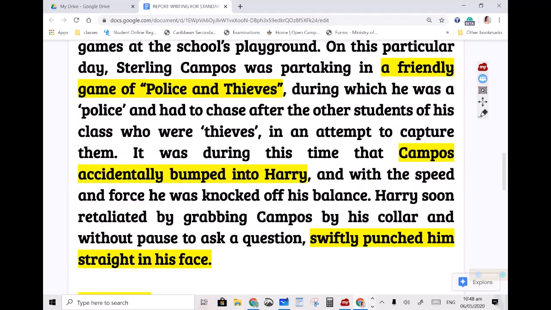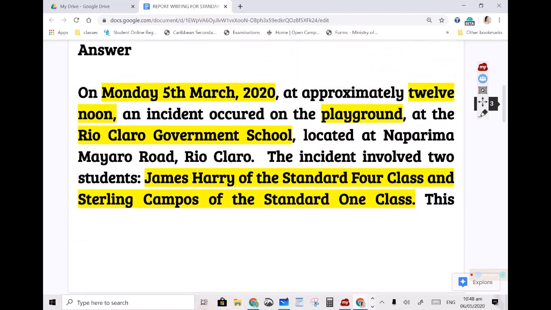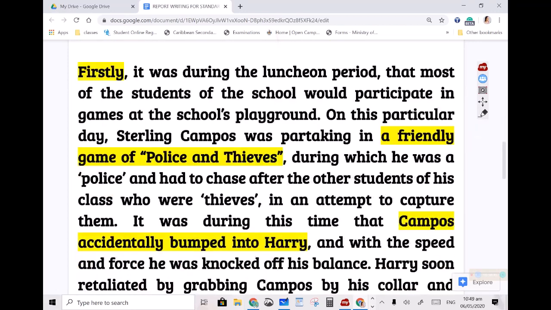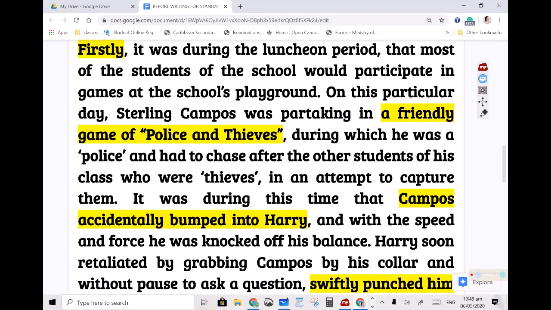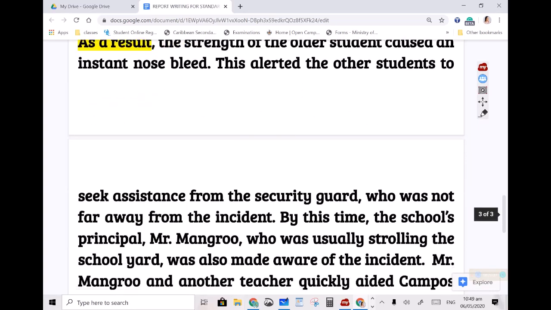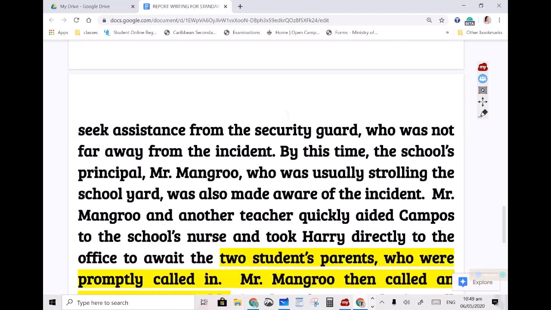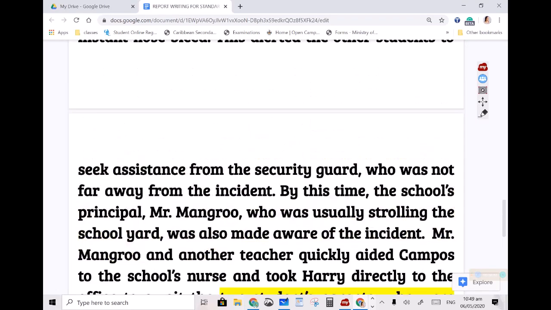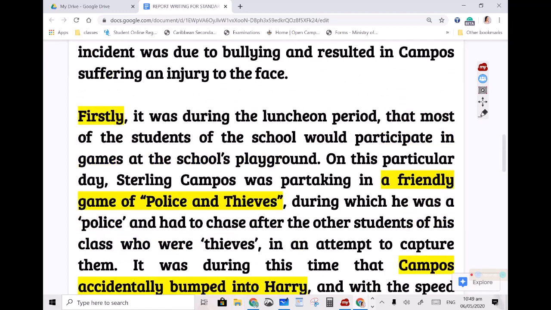So again, just to summarise, we have date, time, place, who were involved. Then we have what led to the incident and during the incident in the second paragraph. And the third paragraph would have the outcome of the incident. Okay, so this is basically a basic layout of a standard 3 report.